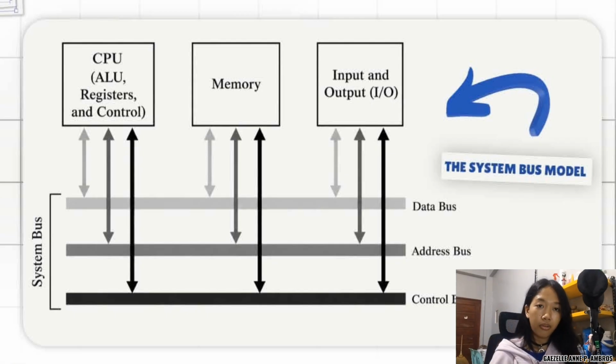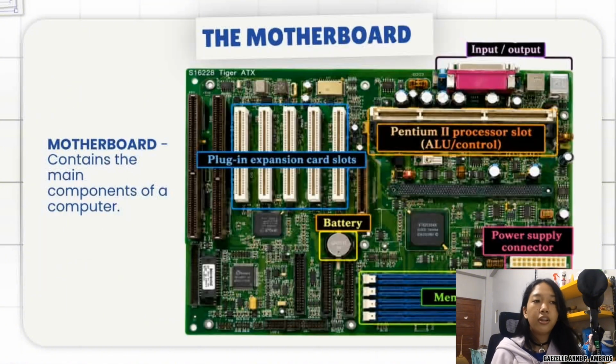Each of them has their own task, with the data bus carrying the information, the address bus carrying the location where that information is supposed to go, and the control bus being the one that makes sure that all that information goes to where it's supposed to be.